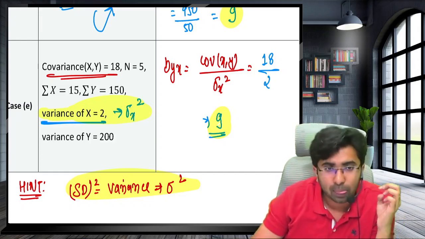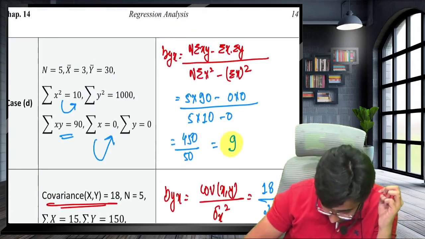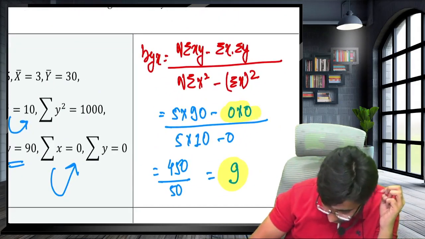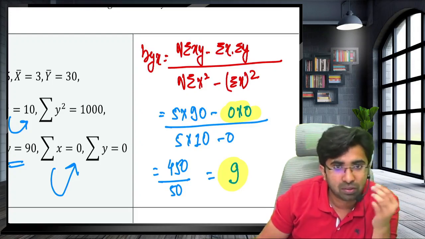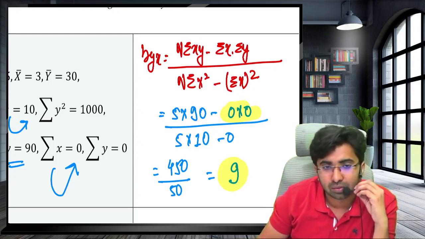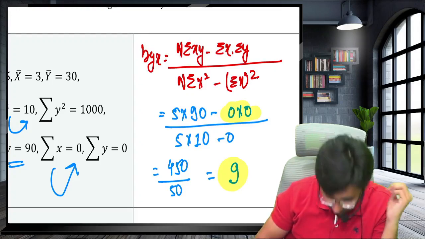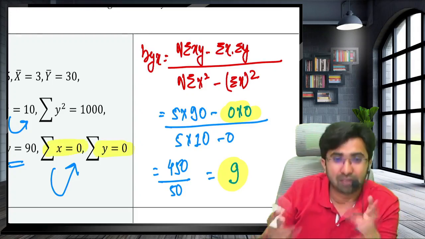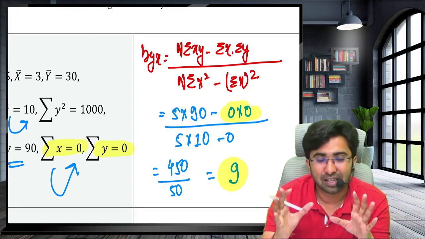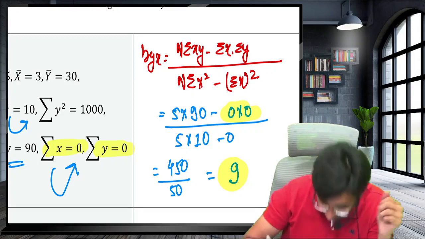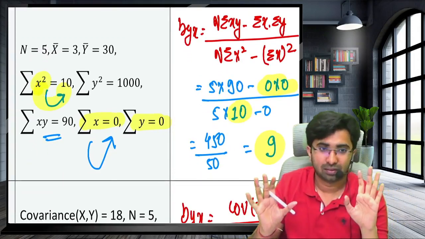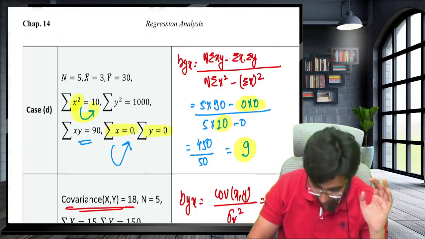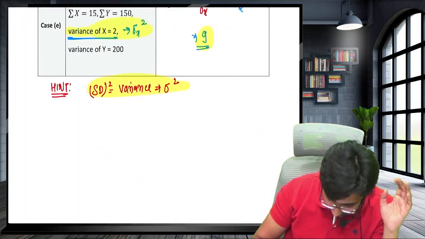Why have I taken 0 here? Please ask your question again. No, the summation is 0. Everything is given as 0, guys. No, see, x square summation is given already, so I will take only 10. Okay, guys, we are done with the calculation.